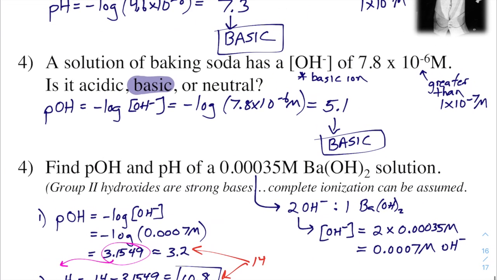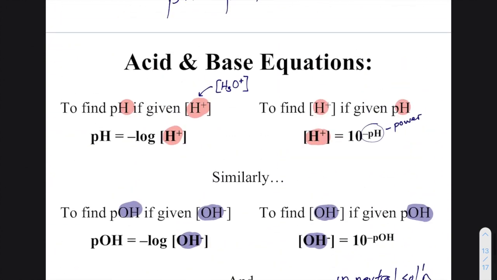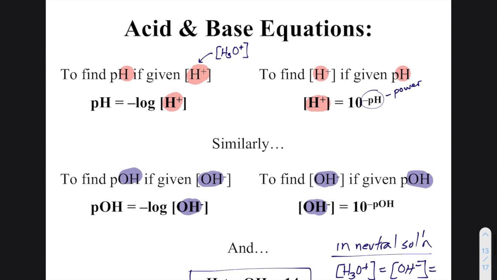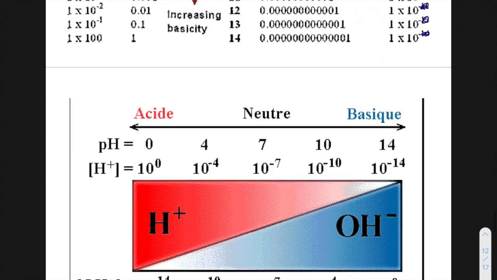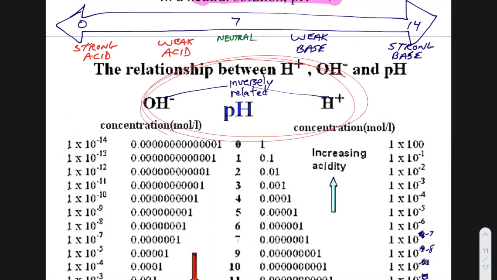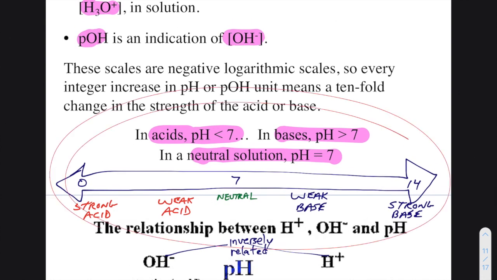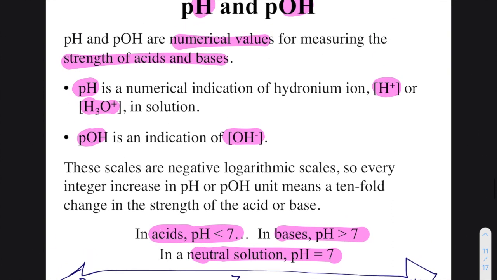Okay. So those are examples of doing pH and pOH calculations. In retro, these are the equations you'll use. Remember that acid and base, hydroxide and hydronium, are always inversely related. As one goes up, the other goes down in concentration. In a neutral solution, you're going to have equal amounts of them. Think of pH as a spectrum of values, from strong to weak to neutral to weak to strong, all the way across the board.